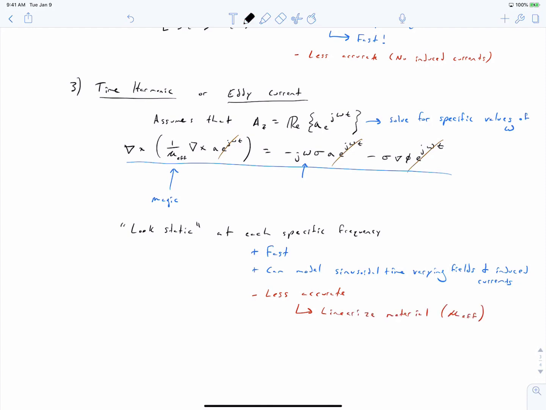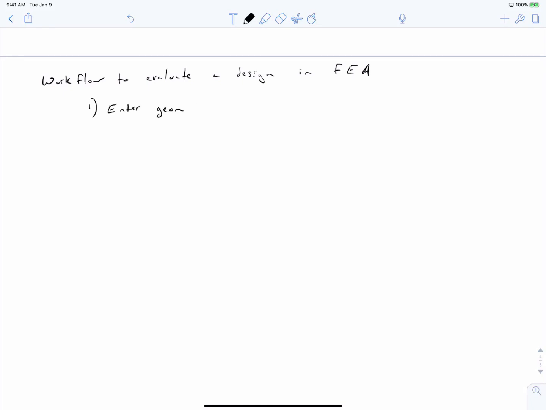So we've talked around what FEA is and the formulations that are used to state the problem and solve the problem. Let's now briefly talk about the workflow for using an FEA tool. And the workflow is as follows. So first we have to enter our geometry. We have to draw our problem within the FEA tool and assign the materials and the currents onto the geometry. And you will get a lot of practice doing that in this class.